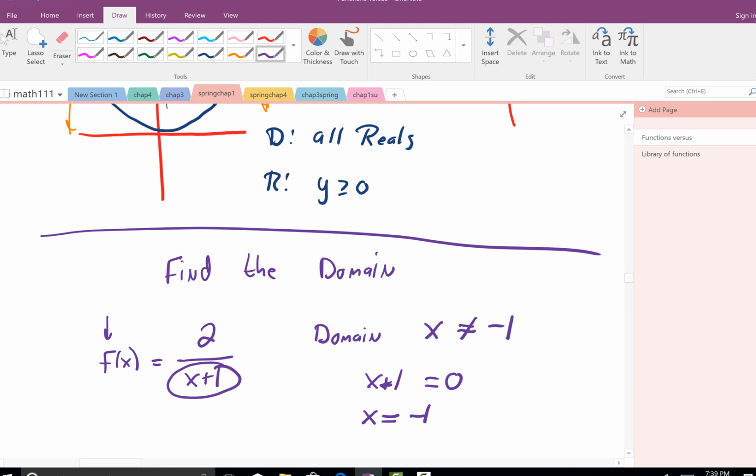I don't have to say x is every number but negative 1. I can just say x can't be negative 1. Everything else is good to go.